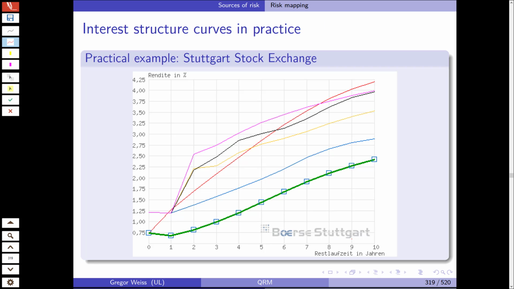This is an example from the Stuttgart Stock Exchange. They did the same. Pretty old, I guess. As you can see, back then the yields even went up to 4%. I think this is a plot that is close to 10 years old, when zero interest policy only started. Nowadays it basically all looks like this.